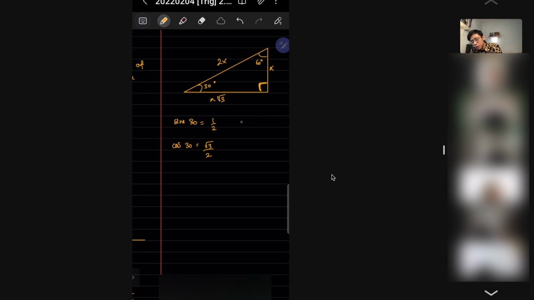So let's take a look at the sine 60. Sine 60 is supposed to be the root of 3 divided by 2, right? Because the x and the root of 3 is the opposite, and then the hypotenuse is 2x. You can try to prove it on the calculator again. While cosine 60 is supposed to be a half, right? So you can take a look again at your calculator, cosine 60 is a half.